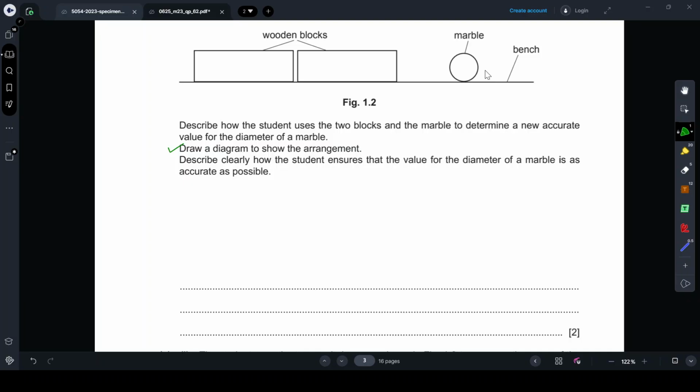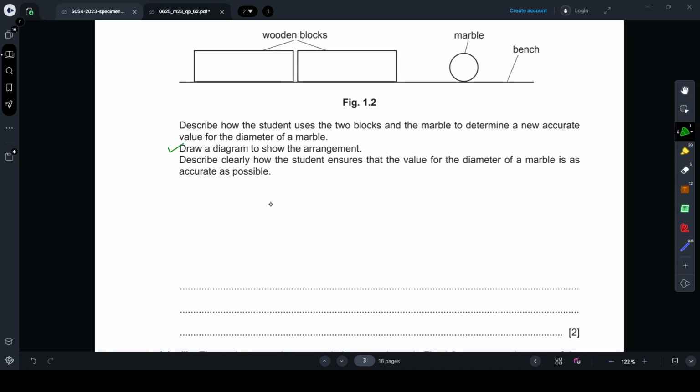He's gonna put the marble inside the wooden blocks to see how many fit. That's what I'm thinking. Wait. Honestly, I don't know this one. No, I mean, what can the student possibly do using the 2 wooden blocks to measure the diameter of this marble? He would put the marble inside the wooden blocks.